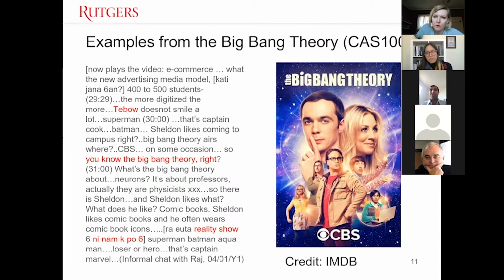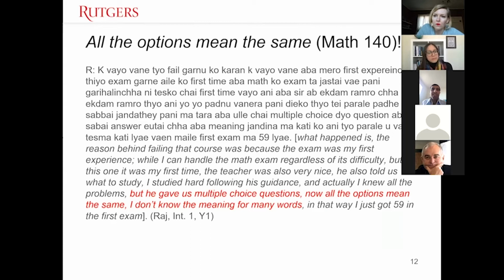Next slide, please. And also complexity can be created by how the questions in assessments are phrased. And Raj says in this slide, I am a very good student in mathematics because I used to teach many of my peers in high school, but coming to the university, I knew all the content and my teacher was really nice, but I studied really hard.